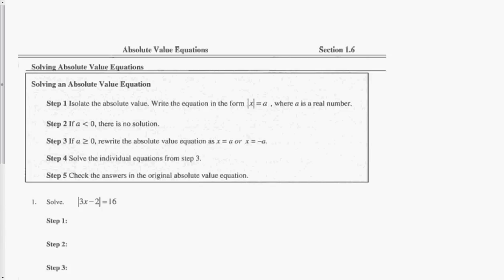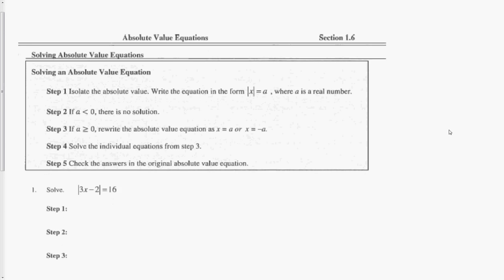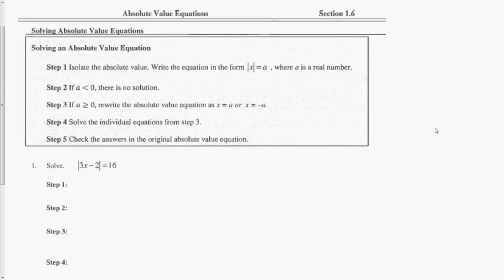All right, we're going to talk about absolute value equations now. I've got the workbook page open to that. The thing with absolute value equations, we need to remember a few things before we start them. Remember, when we're talking about absolute value, we're talking about a distance.